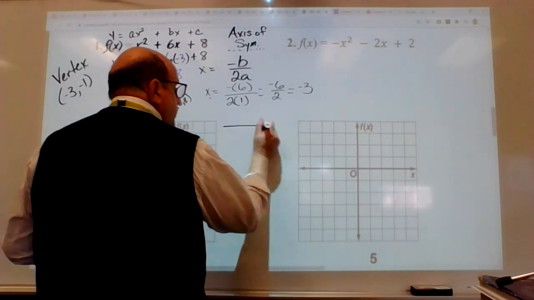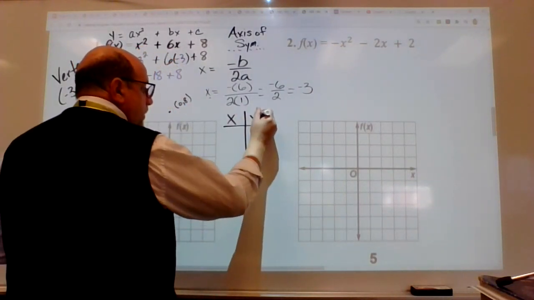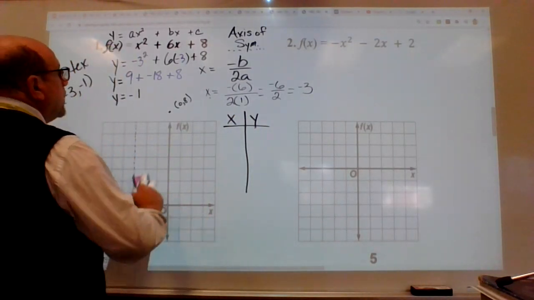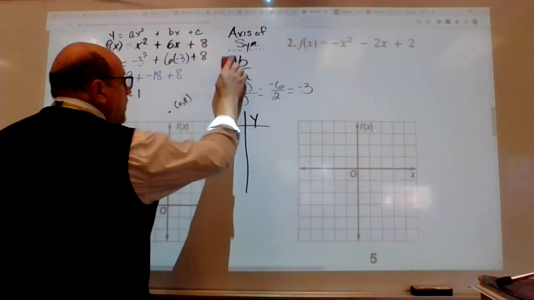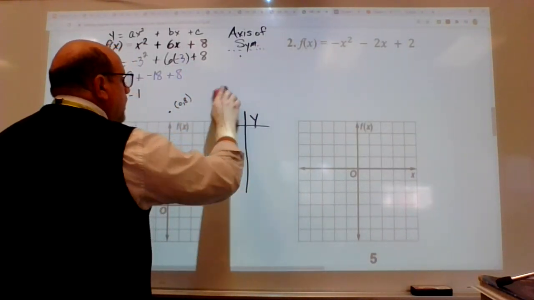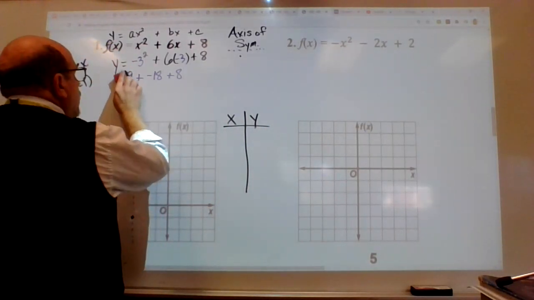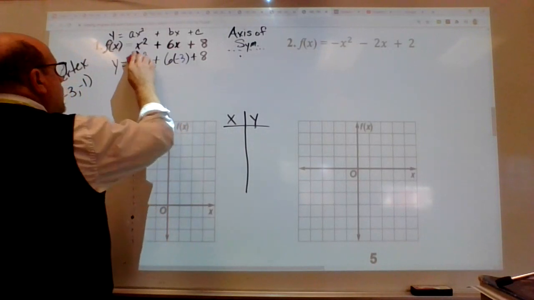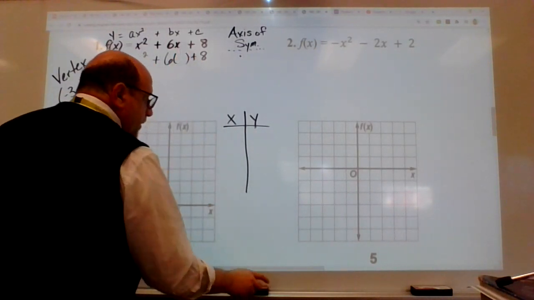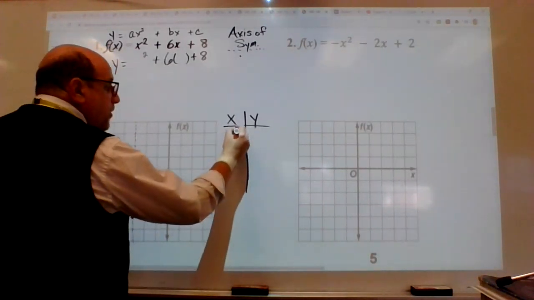So I'm going to create this table. And I'm going to keep using my original equation. I'm going to get rid of this for now because it's in my way. Even this is in my way. And I'm going to keep using what I've got written up here. So I want to see what it's like if I put in a negative 2.